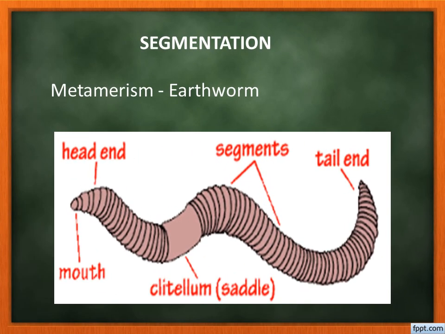The next one is segmentation. Segmentation means the body is arranged as segments, appendages, right? It may be in various forms. For example, in some organisms the entire body is covered with segments, and the segments are repetitive, meaning the same segment, the same size, is repeated throughout the body. Understand? That is called metamerism, which we can observe in earthworms.